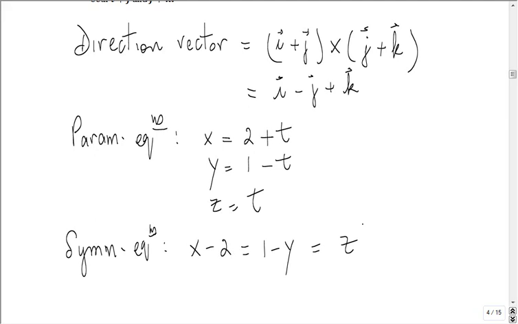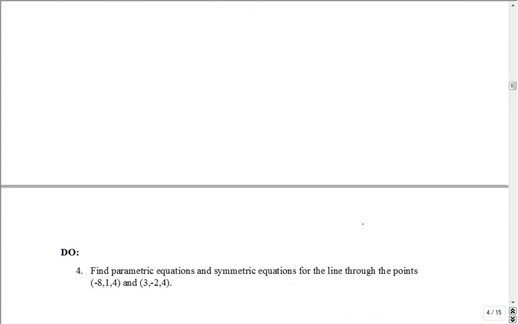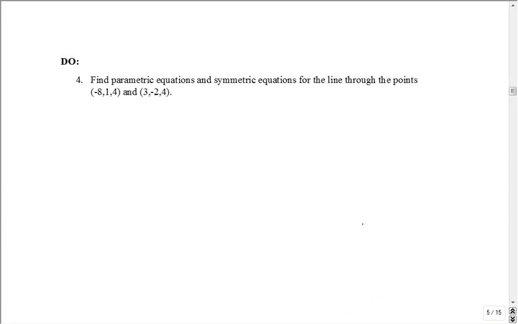Okay? These are the type of questions you're going to see more of right now, where you have to reason out when to use the cross product and so on. Any questions? Okay, so try this one on your own, please.